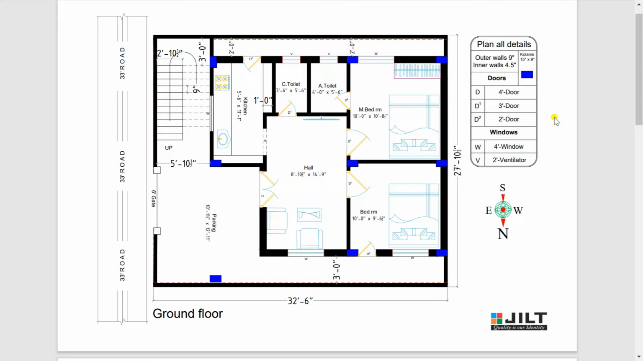Before going to discuss in detail, let's view the plan. Dimensions are available. All the outer walls are 9 inches and inner walls are 4.5 inches. The main door is of size 4 feet, D1 indicates doors of bedrooms of size 3 feet, and D2 indicates doors of toilets of 2 feet, whereas windows are of dimension 4 feet and ventilators of dimension 2 feet. This is an east facing plan, and the plan has been designed as per Vastu.